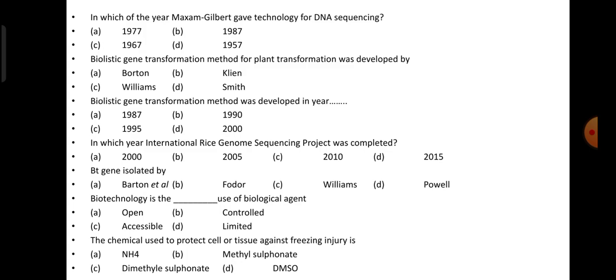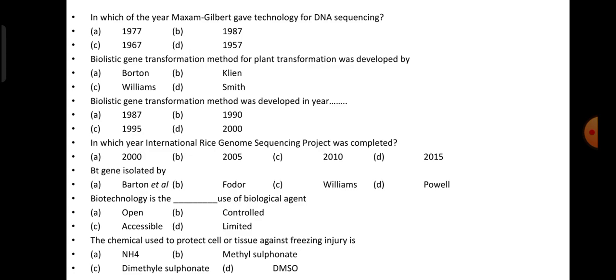The first question today, we shall discuss some biotechnology related questions. The first question is, in which year did Maxim and Gilbert give the technology of DNA sequencing? Maxim and Gilbert, as you know, are the initiators of DNA sequencing technology. It's popularly known as the Maxim Gilbert technology. They proposed it during 1977. The options are 1977, 1987, 67, and 57. Answer here is 1977. Okay.